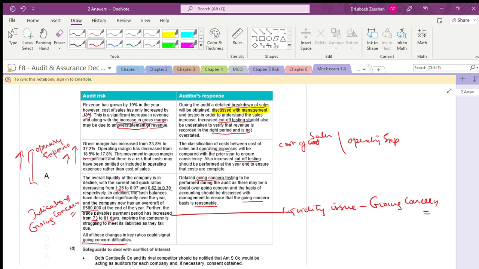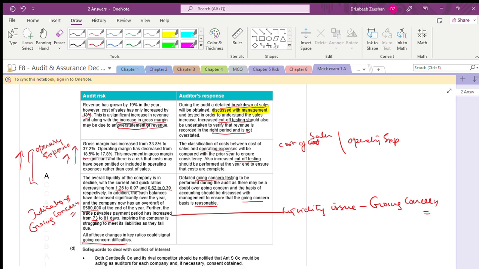A detailed testing should be done. What are the doubts over the going concern, and what are the basis or assumptions, should be discussed with the management. Anytime, see the things: your cash crunch is there, payables are increasing, receivables are decreasing, overdraft is there. Straight away, this is the audit risk with respect to going concern.